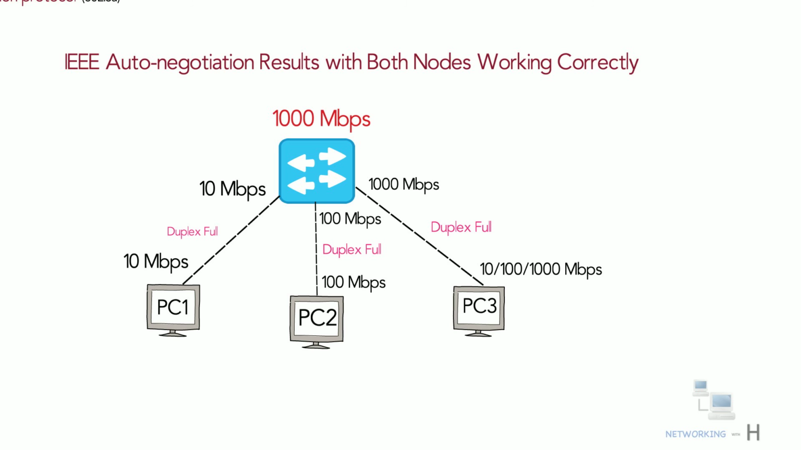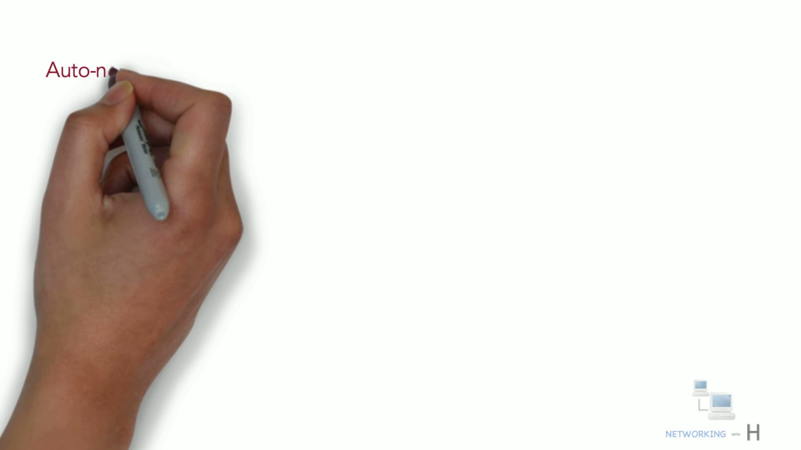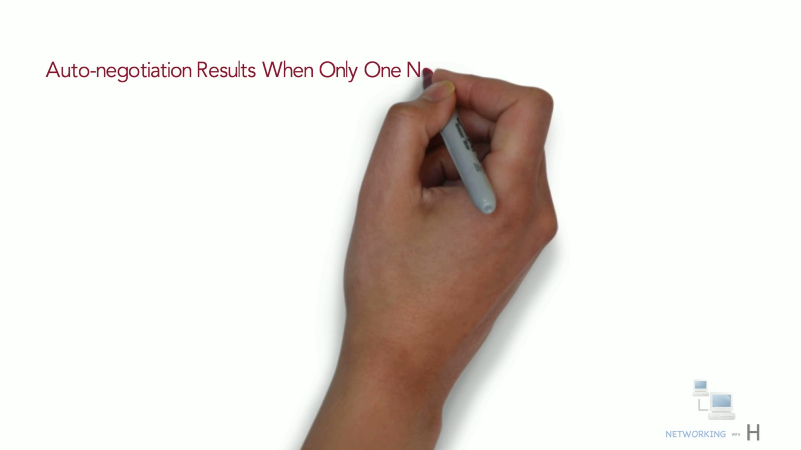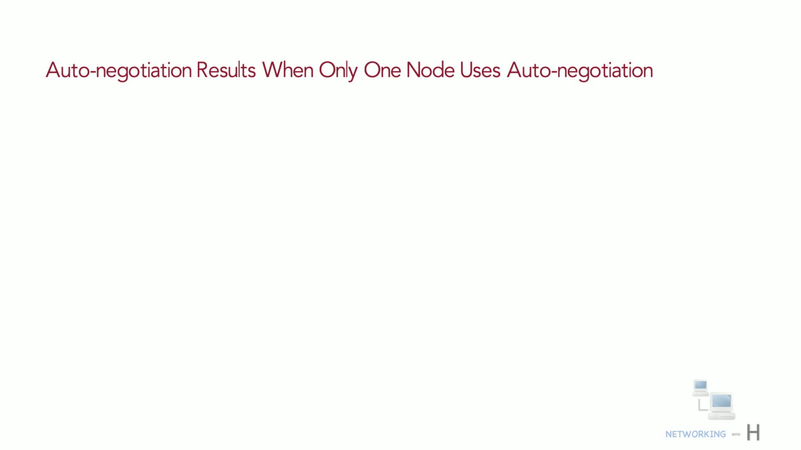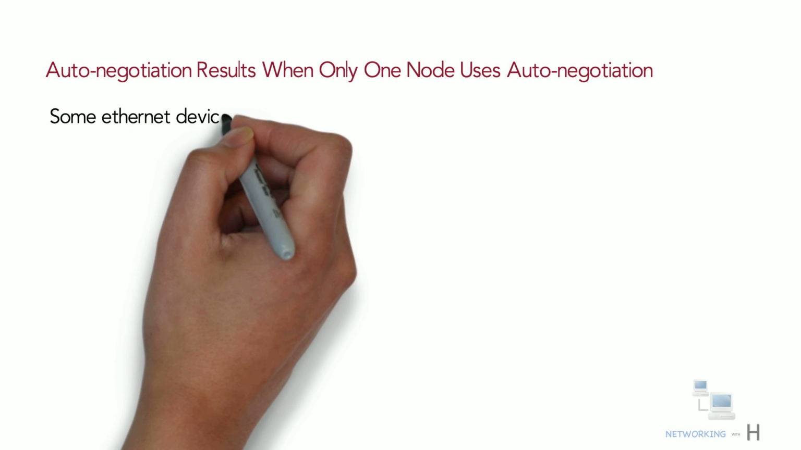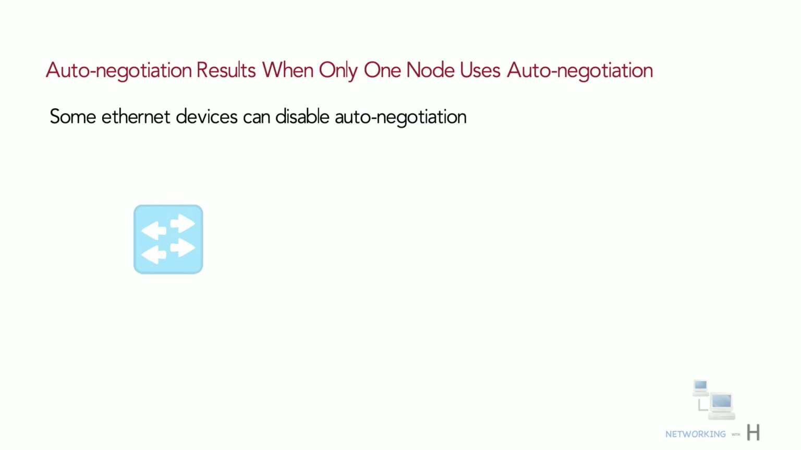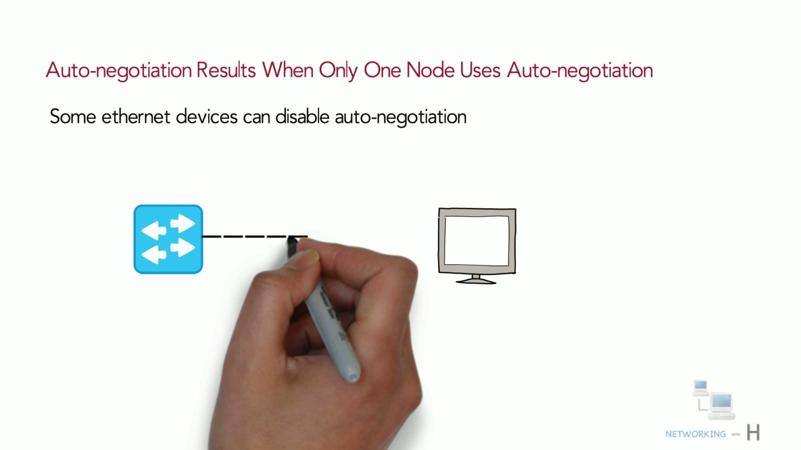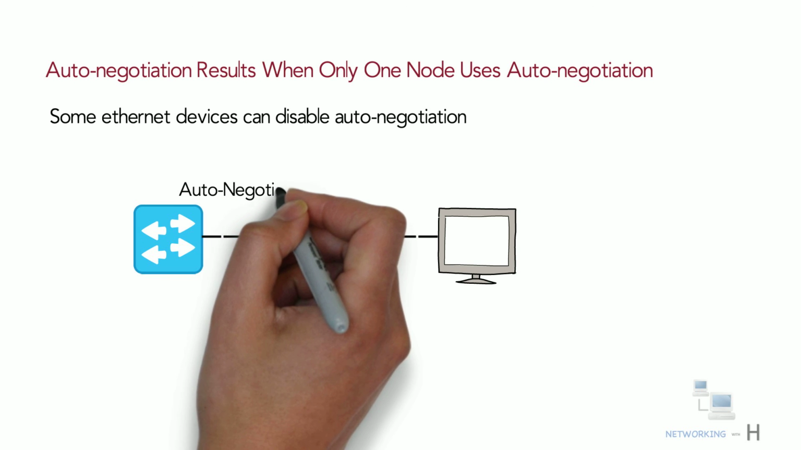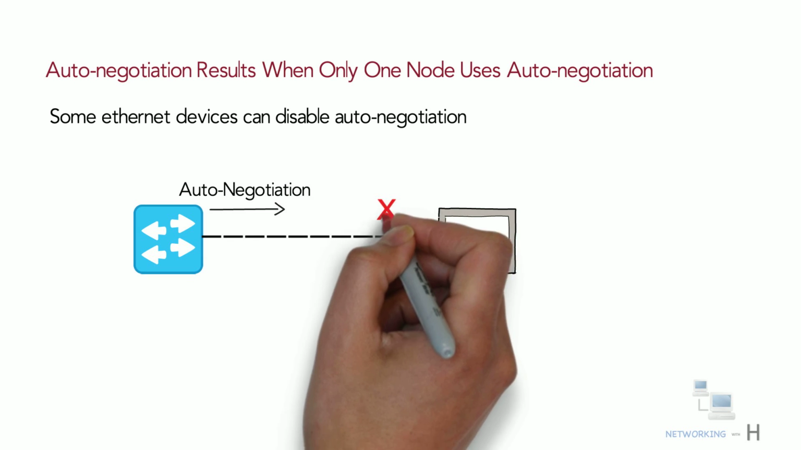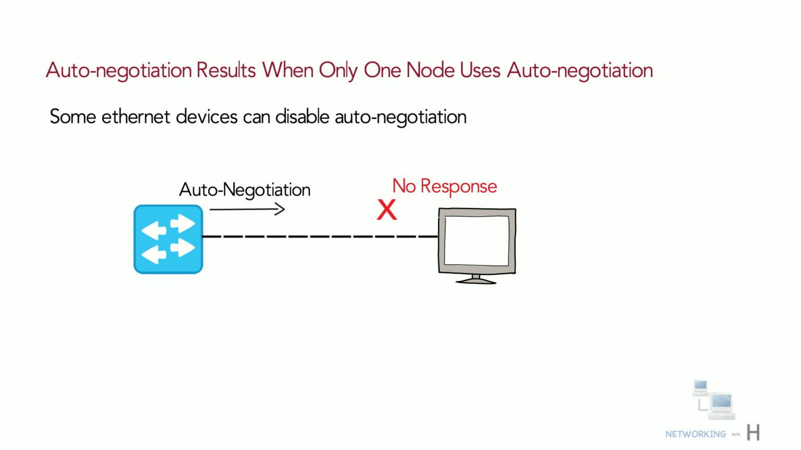Let's see the auto negotiation results when only one node uses auto negotiation. Most Ethernet devices can disable auto negotiation, so it is just as important to know what happens when a node tries to use auto negotiation but the node does not get any response. IEEE Auto Negotiation defines some rules that nodes should use as default when auto negotiation fails. That is, when a node tries to use auto negotiation but hears nothing from the device.